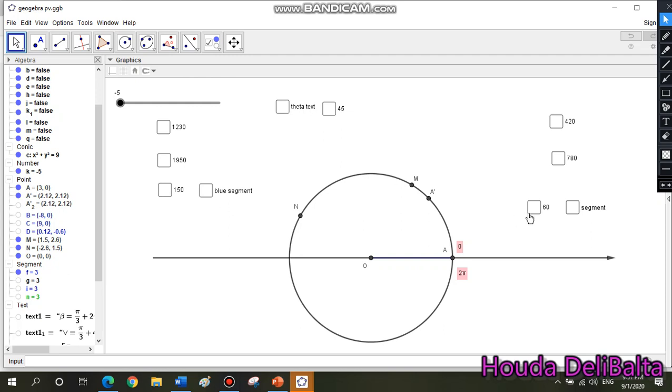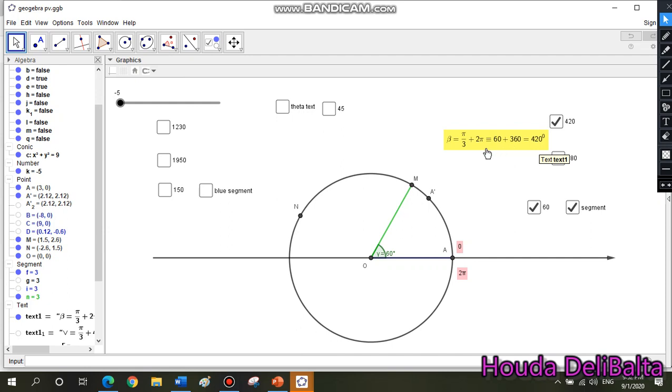Now, here is an angle whose measure is 60 degrees. Surely the measurement of this angle is a principal value because it's less than 180. Now, let's see what about other angles related to this angle. For example, if I have an angle whose measurement is 420 degrees. Actually, 420 degrees is equal to 60 degrees plus 360 degrees.